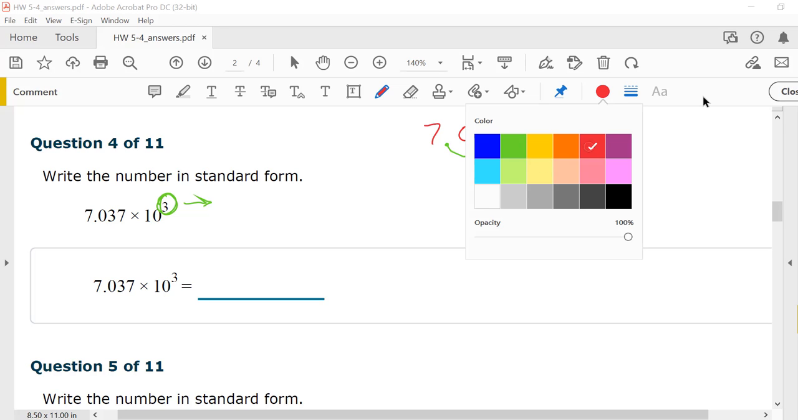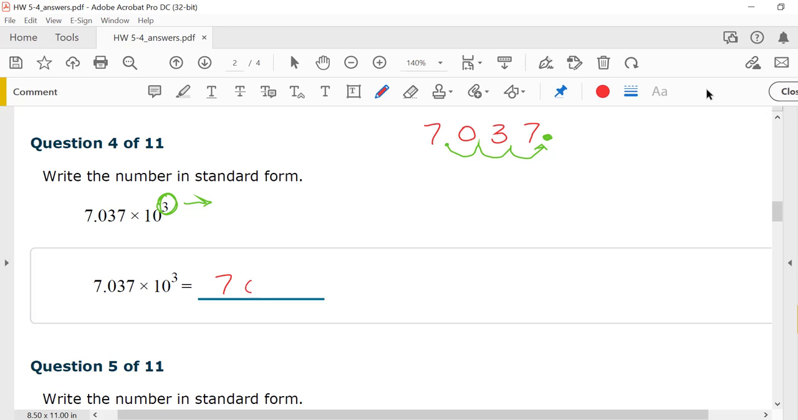My decimal point will now be right there. So my number becomes 7037. Since there's no numbers to the right of the decimal place, I can put it there, but I don't need to, and my math lab will probably count it wrong if you do. So the number is 7,037.